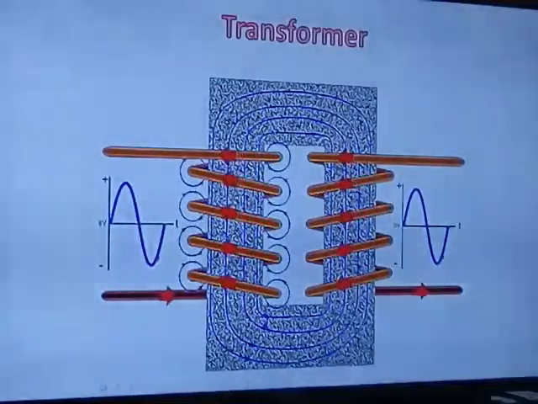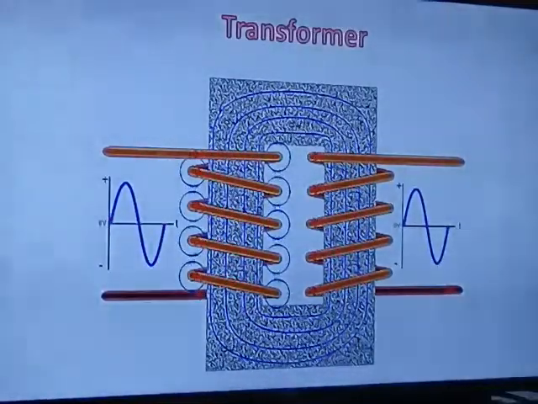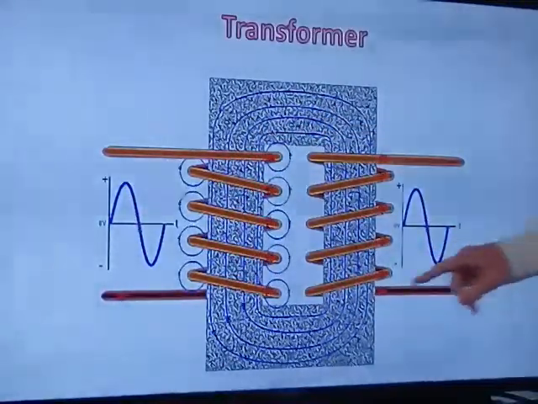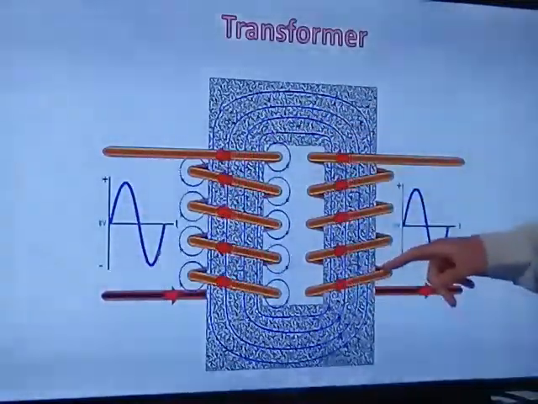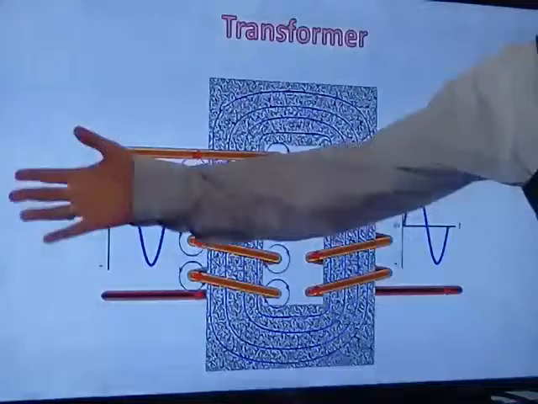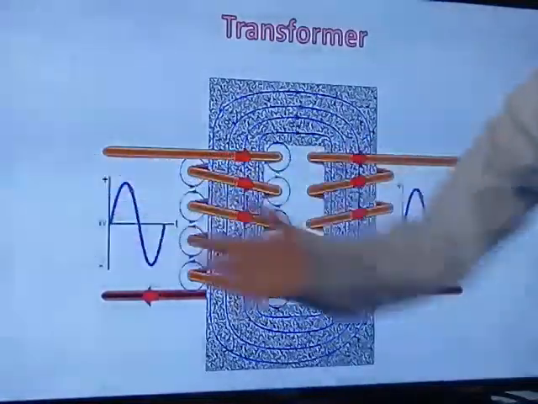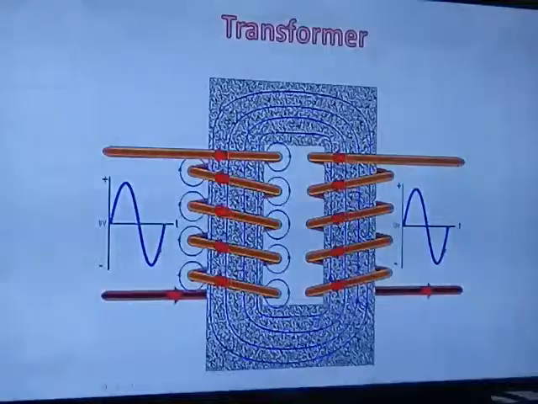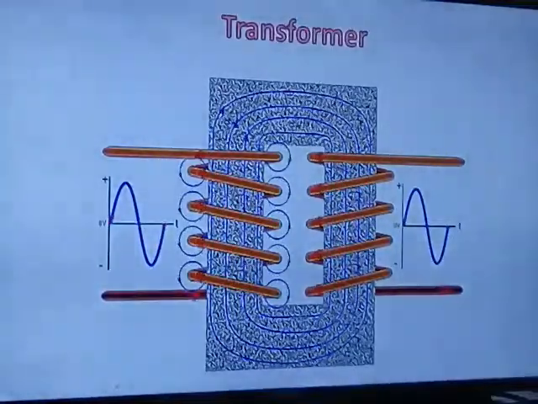Transformers get really useful when you alter the number of coils. So let's say now I had 5 here, but I had 500 here. Then I might have a certain amount of voltage here, but I would have substantially more over here. I'd have stepped up the voltage. Or you can do the reverse.